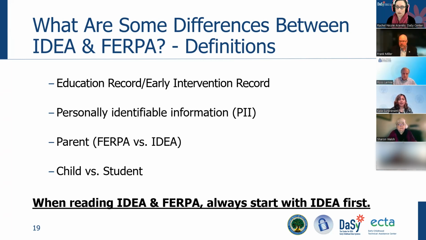than FERPA. With respect to whose rights we're talking about, we're talking about the privacy rights of the children in the program. Children with disabilities is a term of art under IDEA. Infants and toddlers with disabilities is a term of art under IDEA Part C. And FERPA really talks about students. So there is a difference in whose rights are impacted.